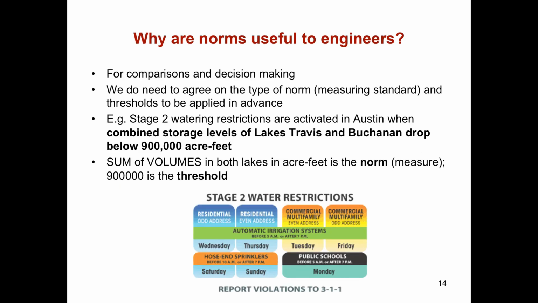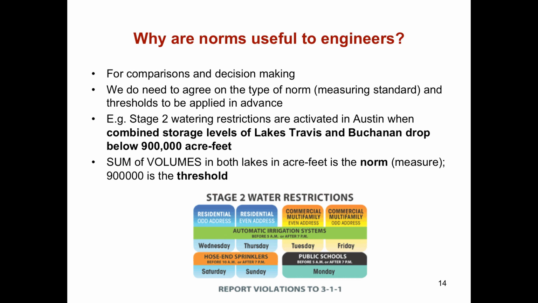Now again, why is this measuring different things? Why is that useful? Okay. So for any kind of comparisons and decision making, first, you need to agree ahead of time what is the norm that you're going to compare things with. So for instance, in Austin, stage 2 watering restrictions are activated when combined storage levels of Lakes Travis and Buchanan drop below 900,000 acre feet.